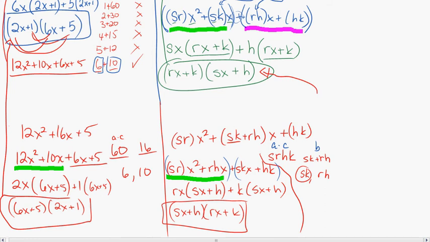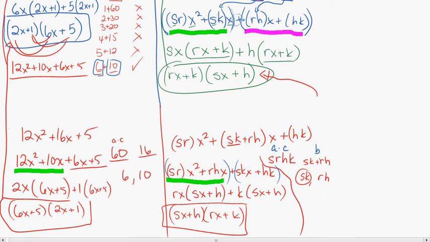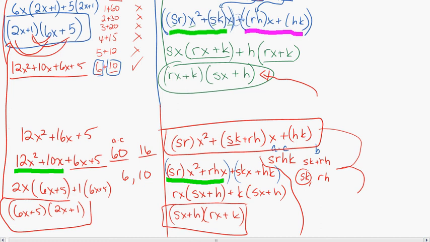So this is why factor by grouping works, because in this general form, where s times r gives me my a value, sk plus rh gives me my b value, and h times k gives me my c value, I can take advantage of this ability to group them to then eventually find the factors.